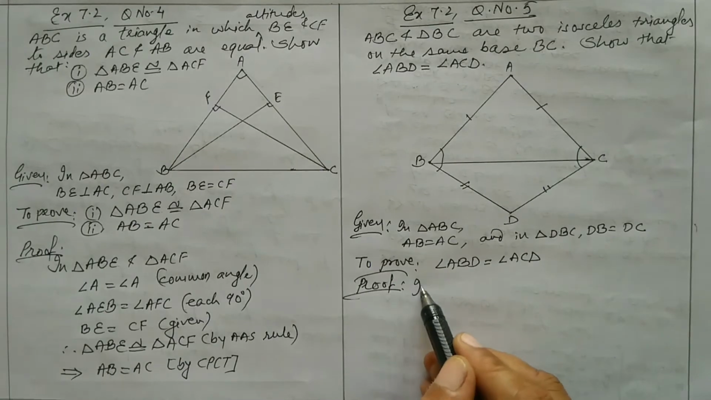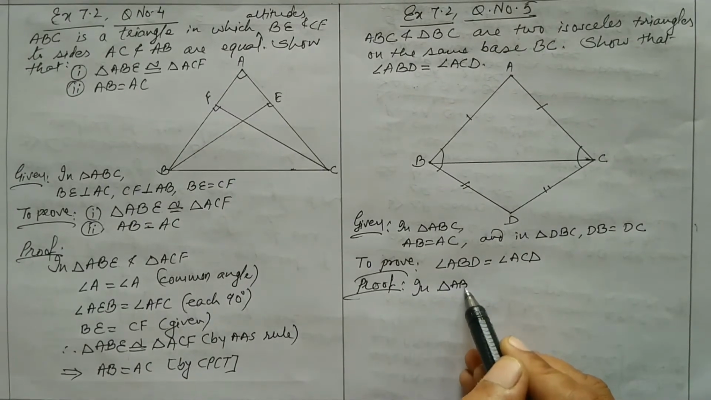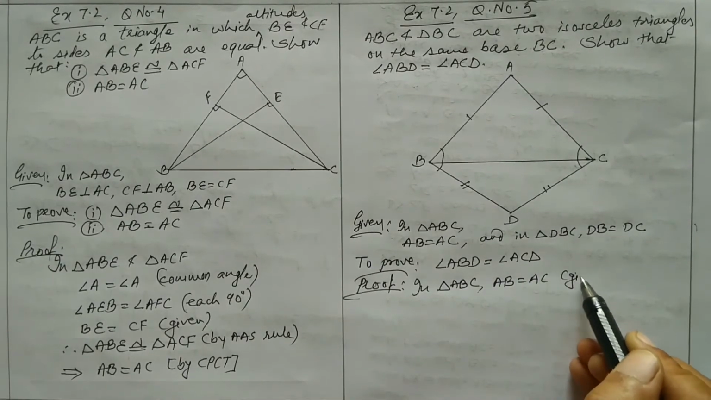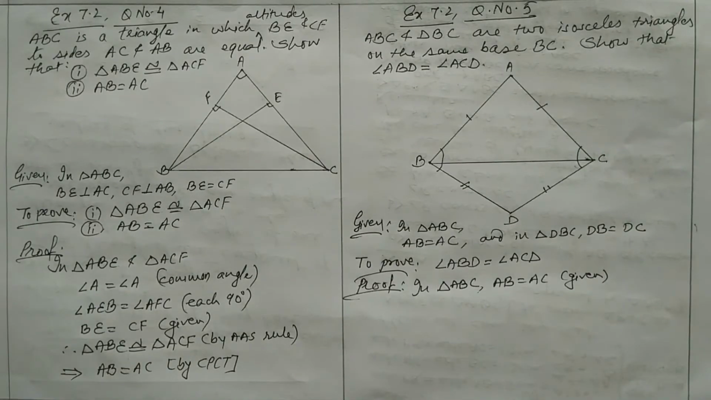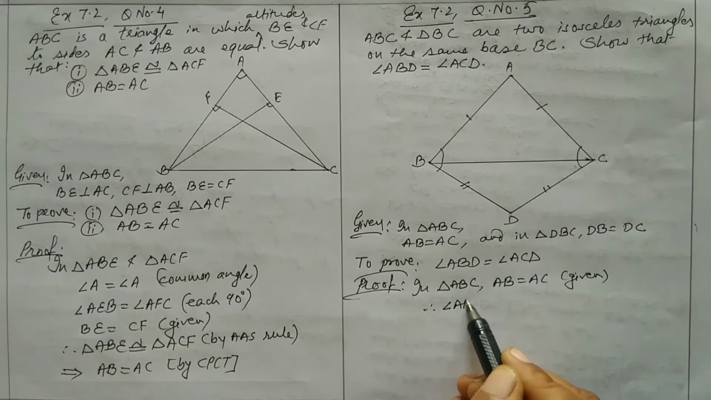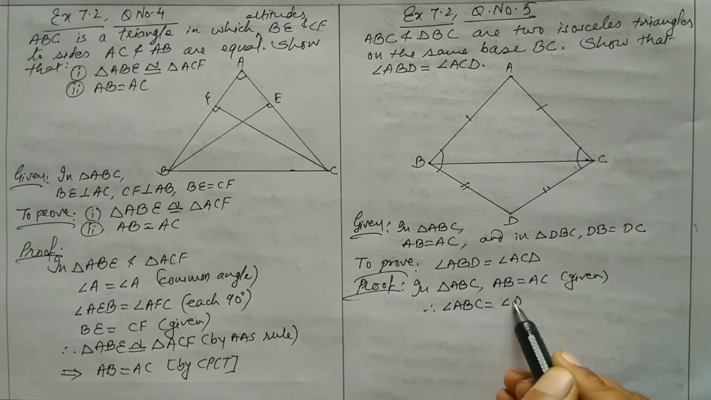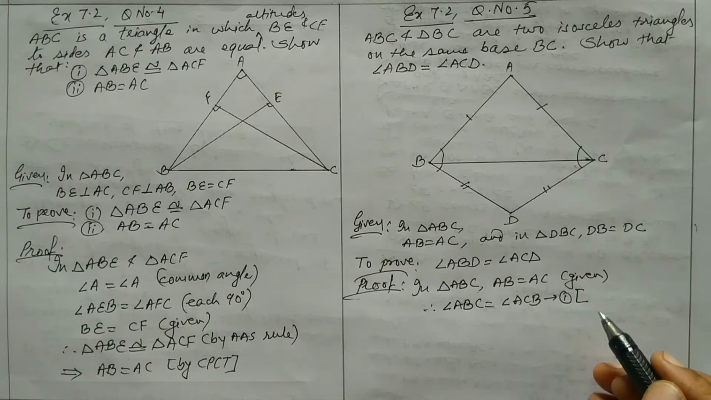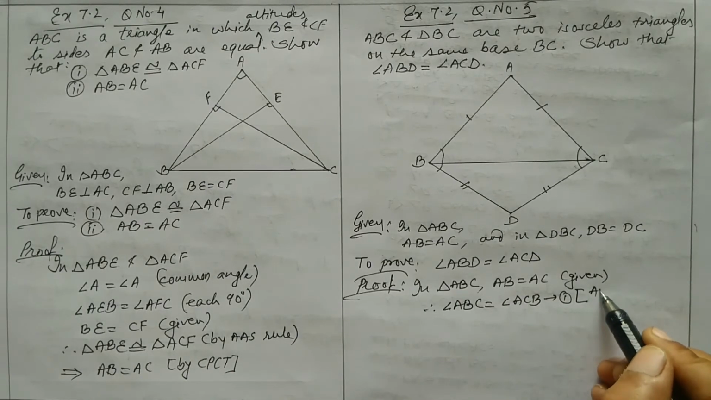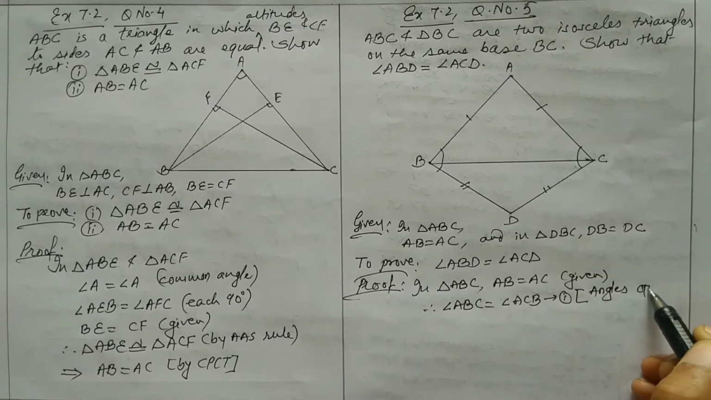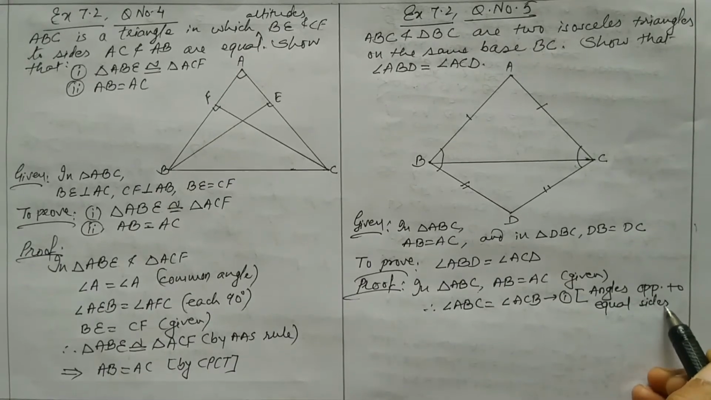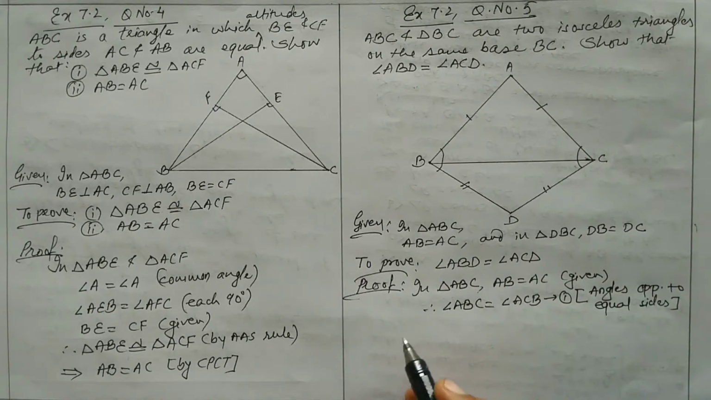So in triangle ABC, AB is equal to AC. This is given. So angles opposite to these sides are equal. Therefore, angle ABC is equal to angle ACB. This we can write as result number 1, and the reason we will write: angles opposite to equal sides are always equal.